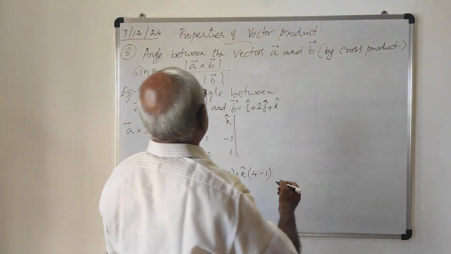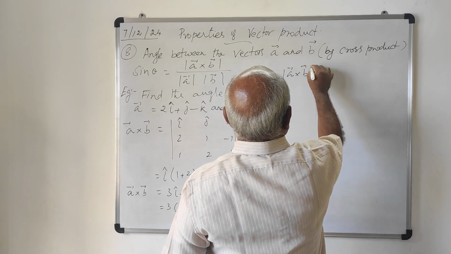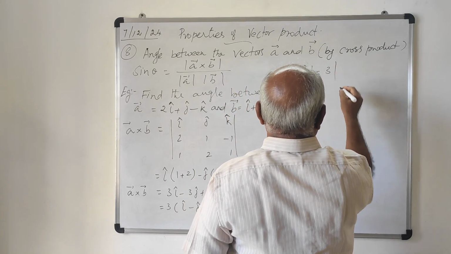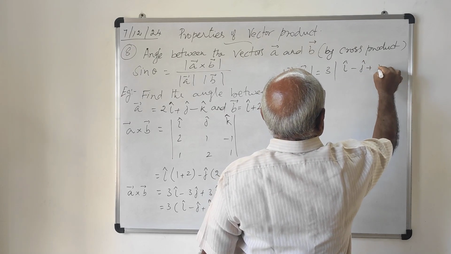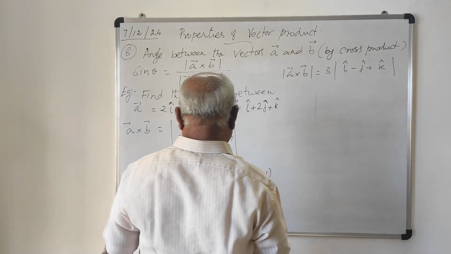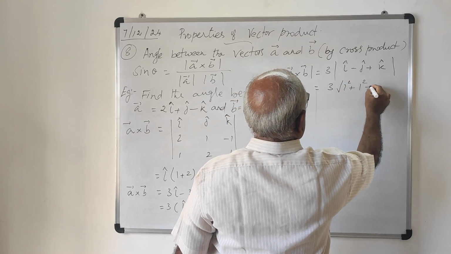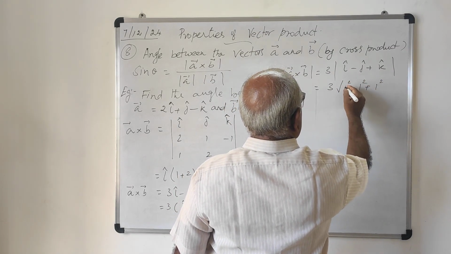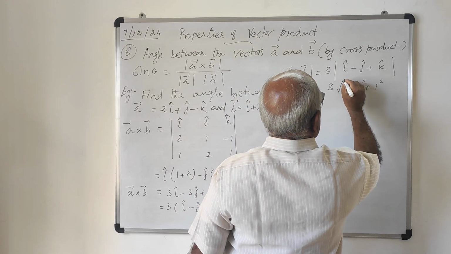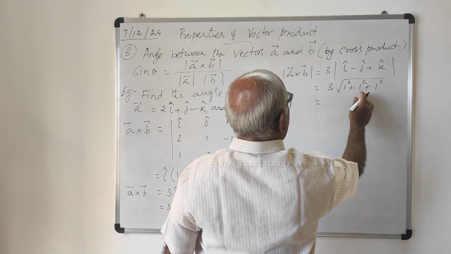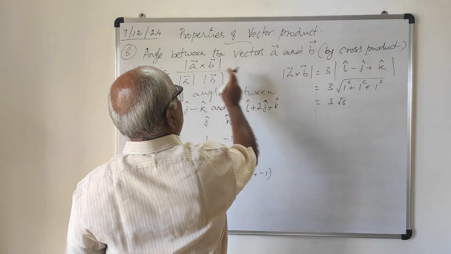What is the mod of A cross B? We want the mod of A cross B. The modulus of A cross B is 3 into the mod of (i minus j plus k), which is 3 into root of 1 square plus 1 square plus 1 square. The coefficients of i, j, k are each 1, so this is 3 root 3. So the mod of A cross B is 3 root 3.